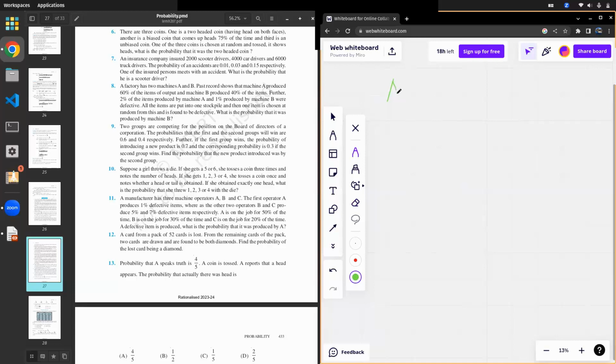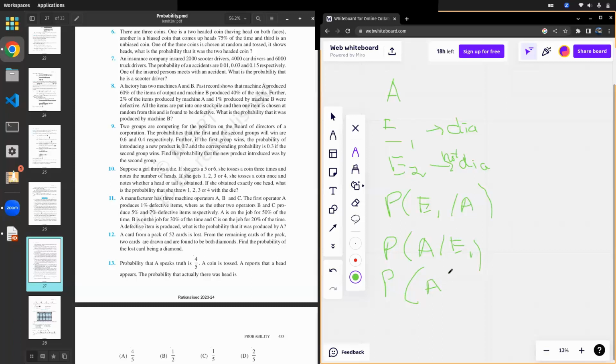Okay. First we'll define A be the event of a card lost, and E1 be the event such that the lost card is a diamond, and E2 to be the event such that the lost card is not a diamond. So we have to find the probability such that the card is a diamond, given that a card is lost. So we have to find first the probability of A given E1 and the probability of A given E2. So after finding this, we can directly use the Bayes theorem formula to find this. So let's find these values.